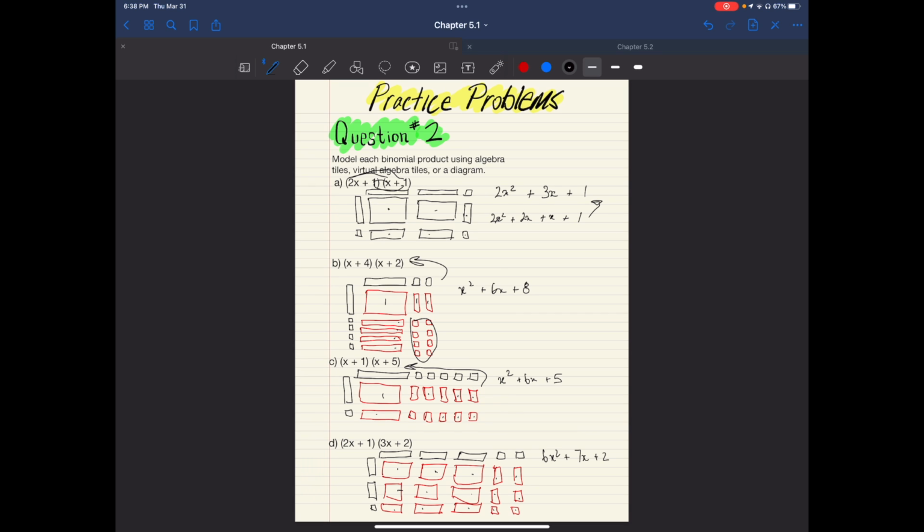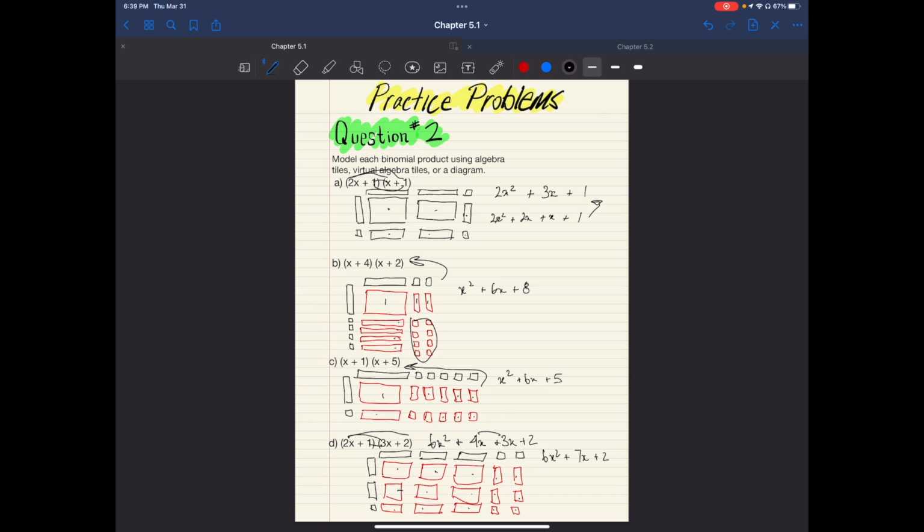If we expand this to check, we get 6x squared plus 4x plus 3x plus 2. Simplify, this simplifies to 7x, and it's what it is.